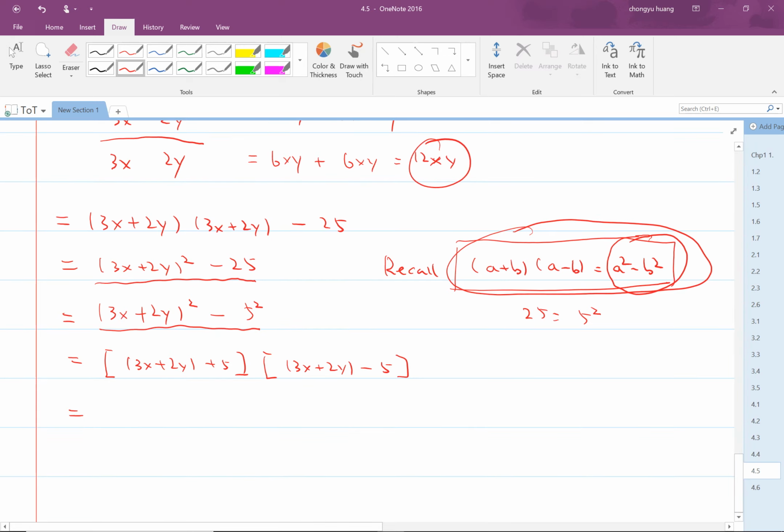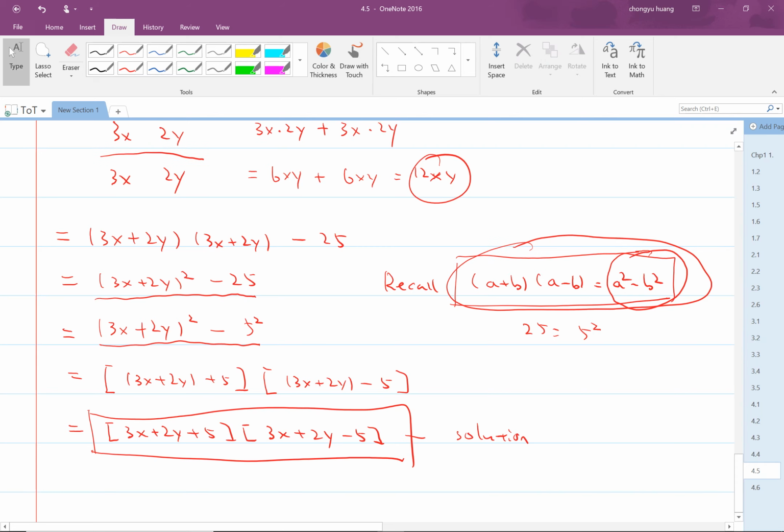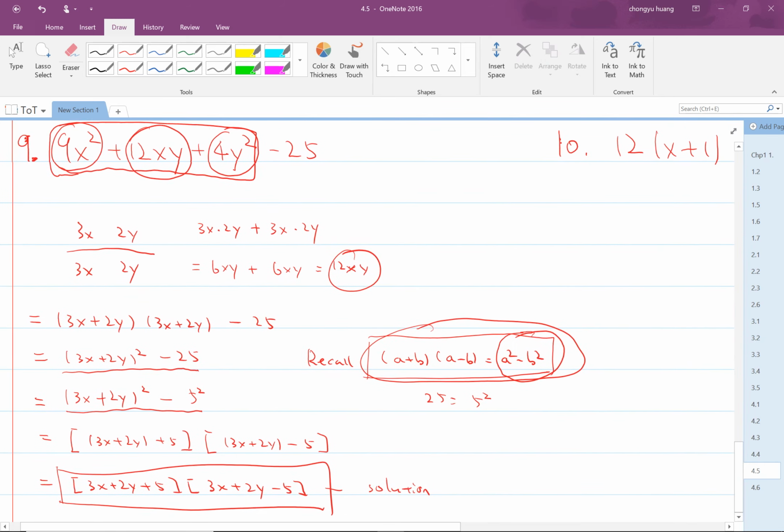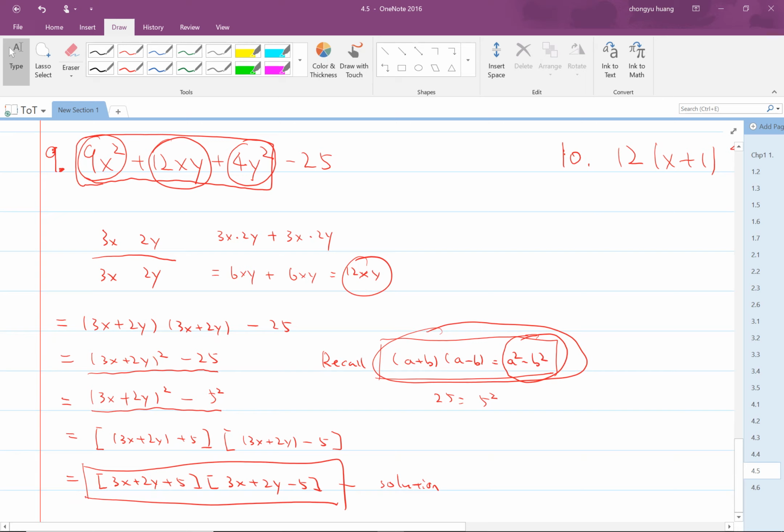Even over here, you can put the terms outside the brackets if you want. That's also okay. So now you have finished the whole factoring. So this is basically the full solution for question 9.